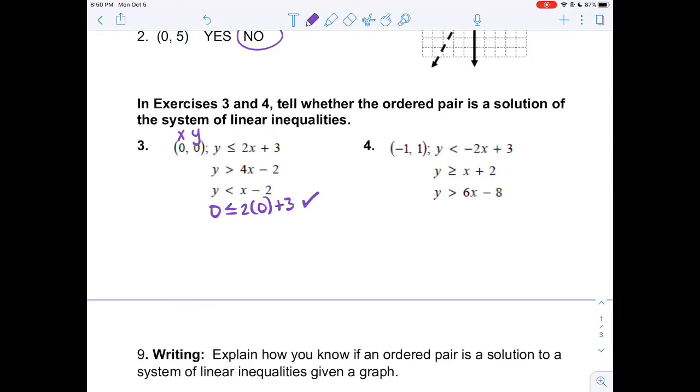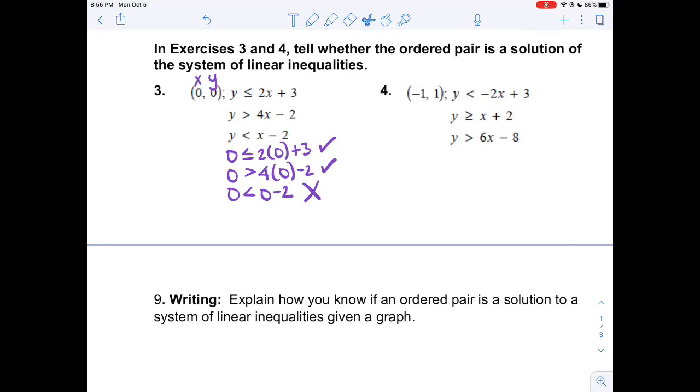The second one, y again is 0, greater than 4 times 0 minus 2. That's going to reduce to 0 is greater than negative 2. That is also a true statement because 0 is greater than negative 2. It gets a check mark. Finally, I'm going to say that 0 for y is less than 0 minus 2. That will reduce to 0 is less than negative 2, and that is not a true statement. 0 is greater than negative 2.